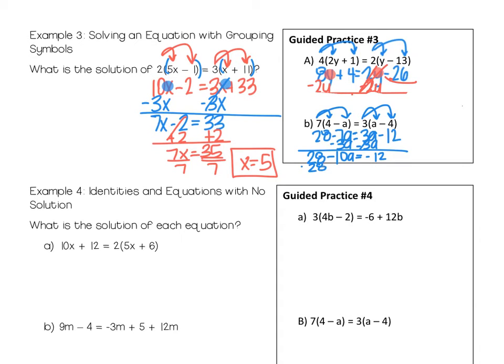Subtract 28, and I get negative 10a equals negative 30. Divide both sides by negative 10, and I get a equals 3.